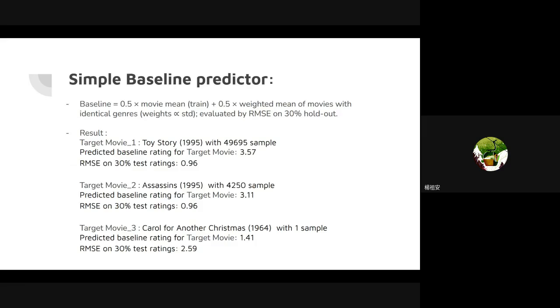From the results, I use 3 results to represent different sample numbers. The first one is Toy Story with about 40,000 or 50,000 samples, and the predicted baseline was 3.57, RMSE was 0.96. That was not that important, but from target movie 1 and target movie 3, with a huge difference in sample size, you can see that the RMSE has a huge difference. This shows that if we want a more accurate baseline rating, we must have a huge amount of samples. Okay, next page.